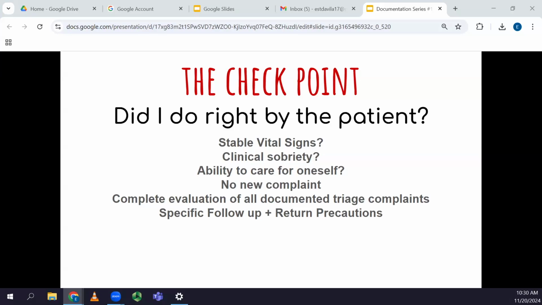I document that there were no new complaints during the encounter, and that if there was any inconsistency with the triage note and my evaluation, I document it here. And then I write my specific follow-up and return precautions. I know a lot of times we say, follow up with your primary care doctor, and then there's no specific time that we write. Or we say, like, if your symptoms get worse, come back, right? We're actually telling the patient more, right?